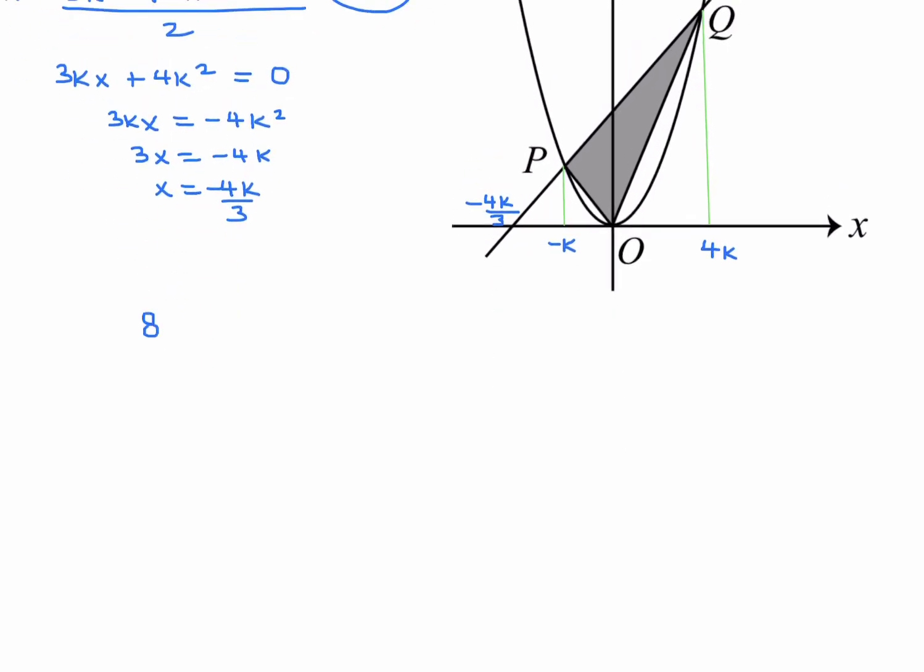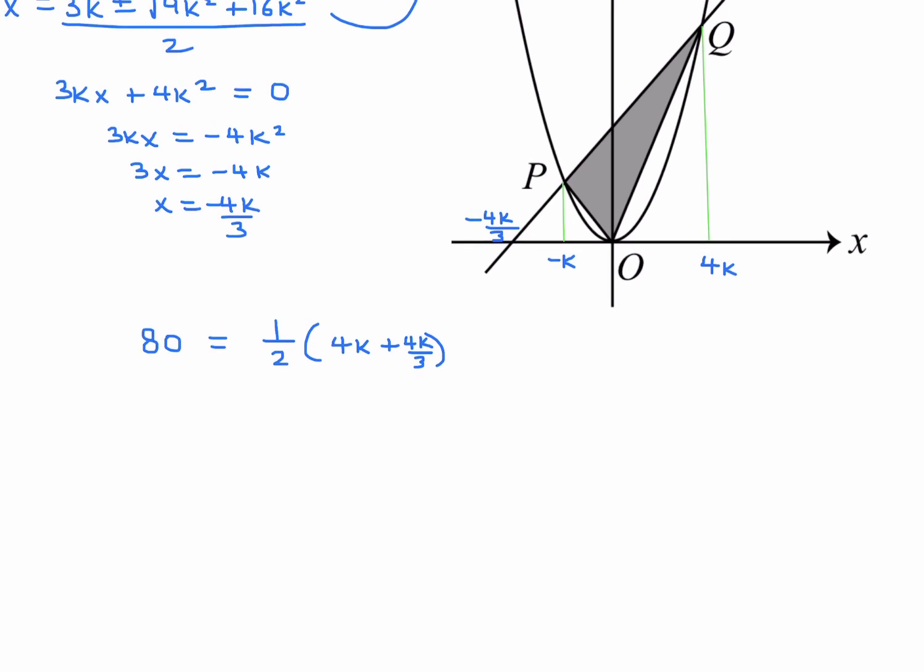The area is 80 for that shaded region, and that is equivalent to the full triangle, subtract from it these two triangles, that one and this one. So the full triangle, 1/2 base times height. The base is from there to there. So that's 4k minus 4k over 3, so plus 4k over 3. That's going to be the base. The height is from here to here. And we need to, of course, label the heights.